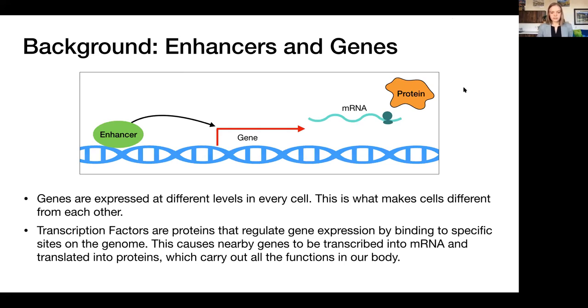Genes are expressed at different levels in every cell, and this is what makes cells different from each other. For example, your skin cell is different from your muscle cell, even though they have exactly the same DNA. Transcription factors are proteins that regulate gene expression by binding to specific sites on the genome. This causes nearby genes to be transcribed into mRNA and translated into proteins, which carry out all the functions in our body. However, there is still a limited understanding of these exact mechanisms.